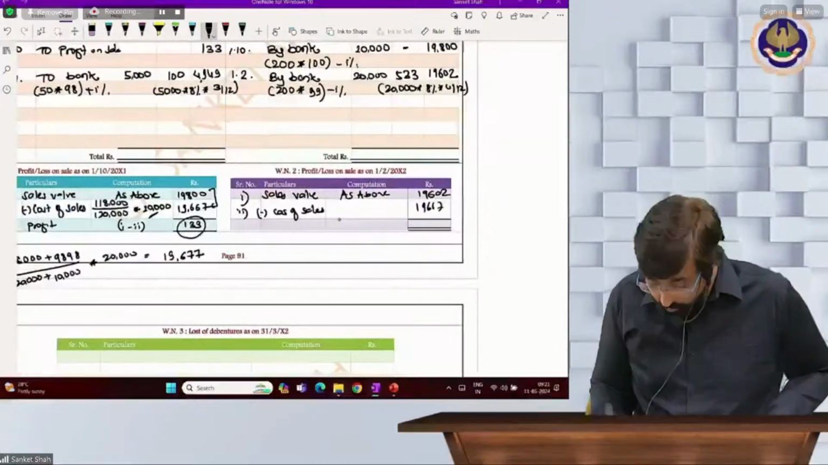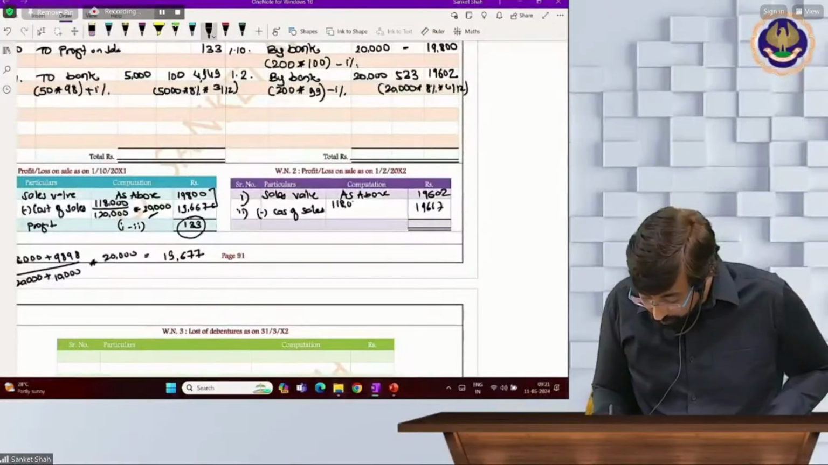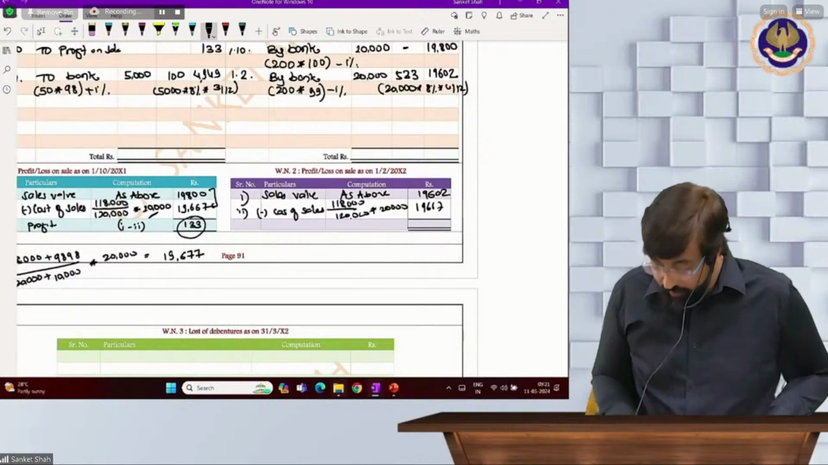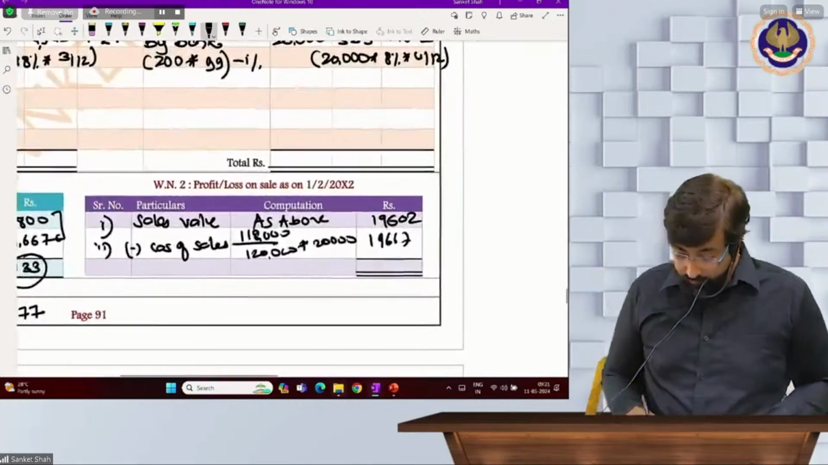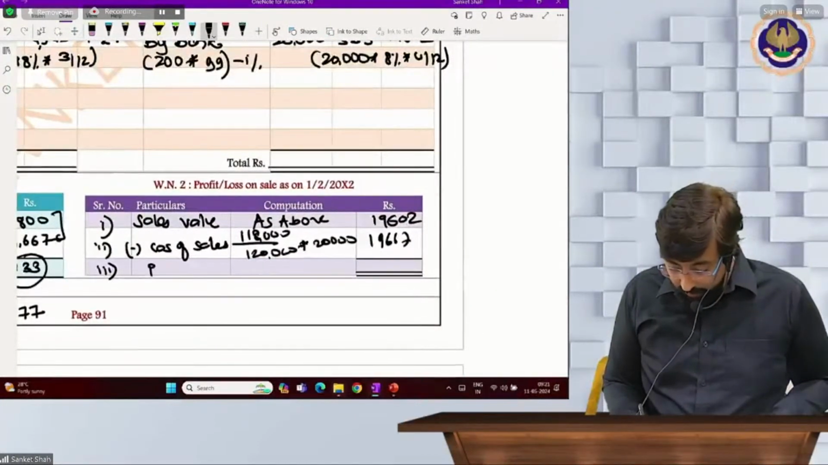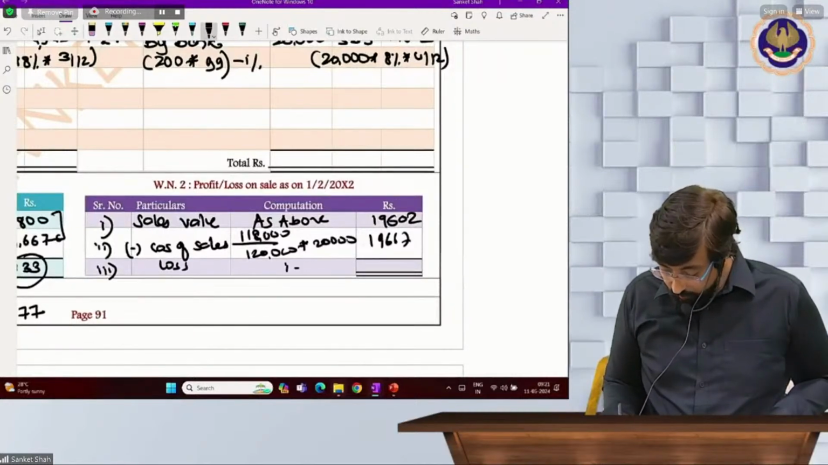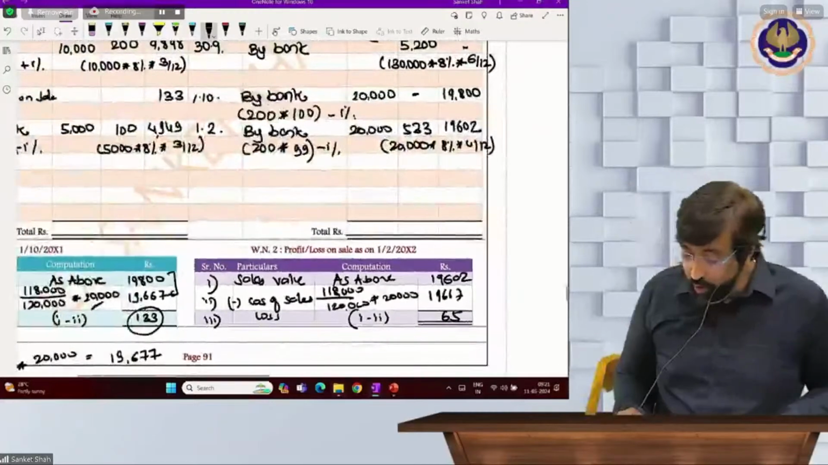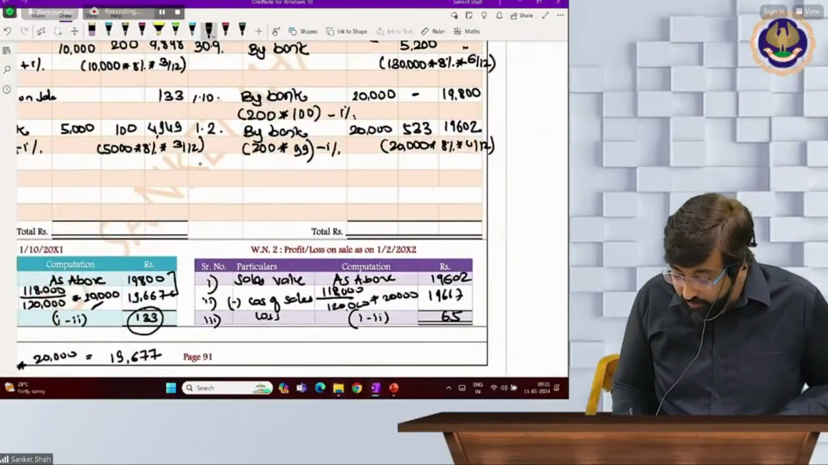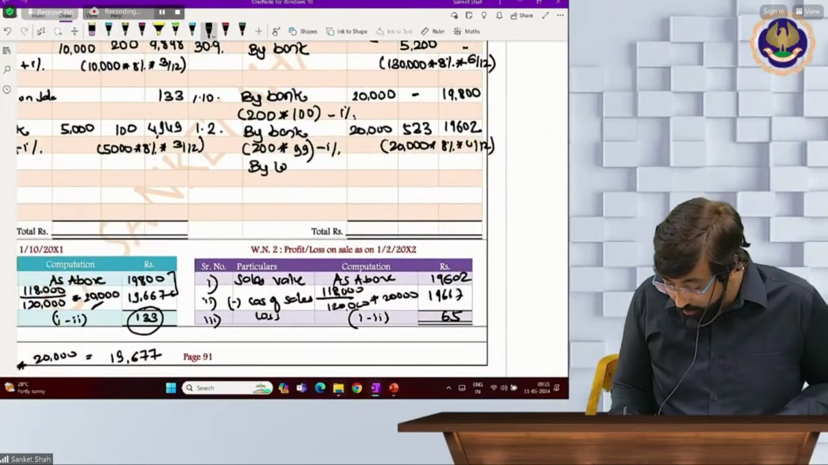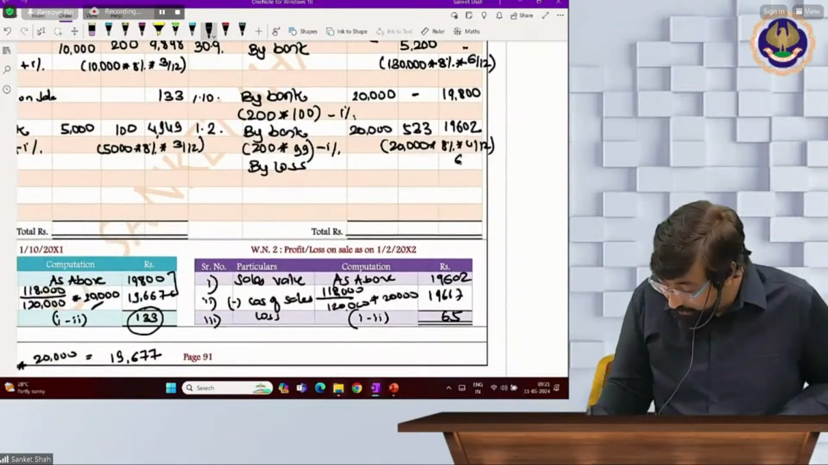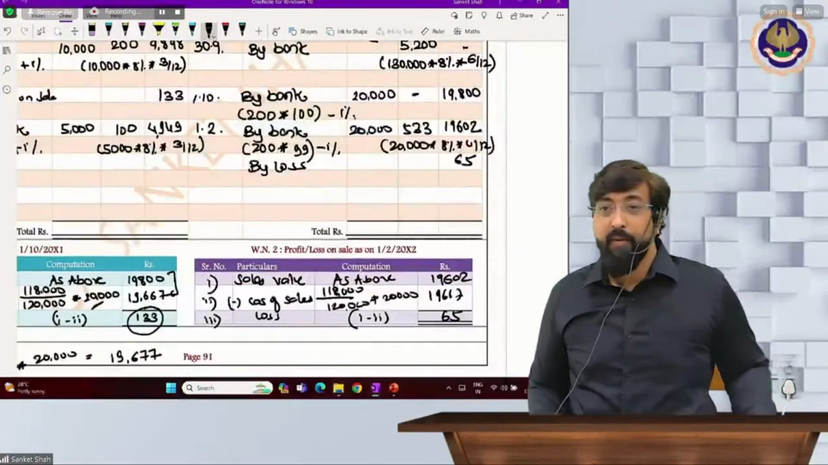So वही calculation यहाँ पे करूंगा. 1,18,000 for 1,20,000. So for 20,000, how much? And working note 3, I will calculate. Now this is a loss. Yes, sir. Loss is of rupees 65. And where to record loss? On the debit side or credit side of the investment account? Credit side. Very good, beta. By loss, I will write 65. Very good.